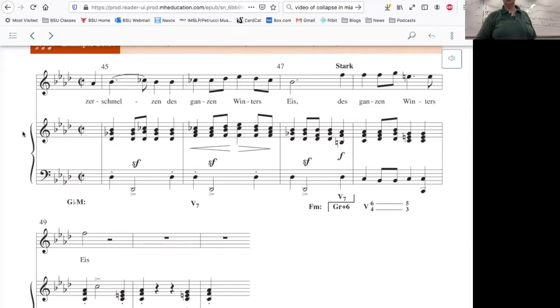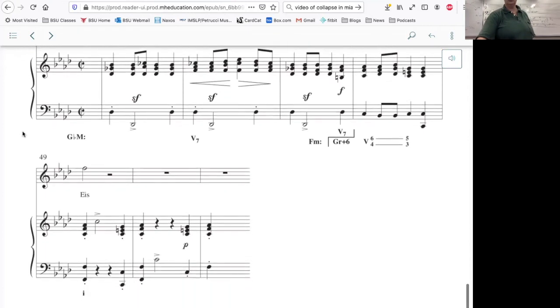Zerschmelzen des ganzen Winters Eis, des ganzen Winters Eis.